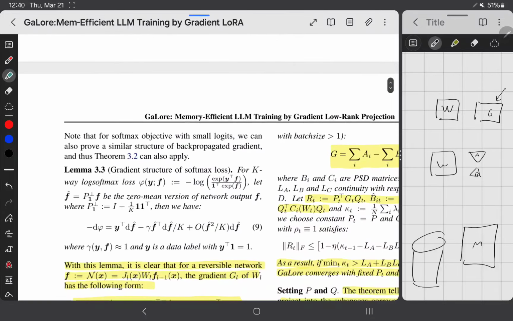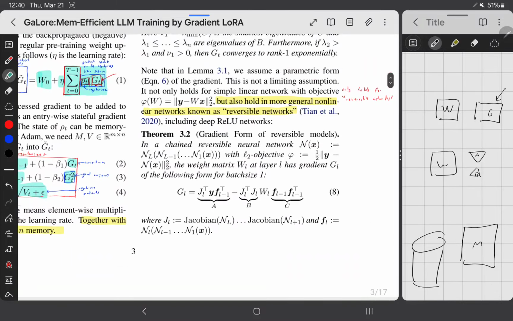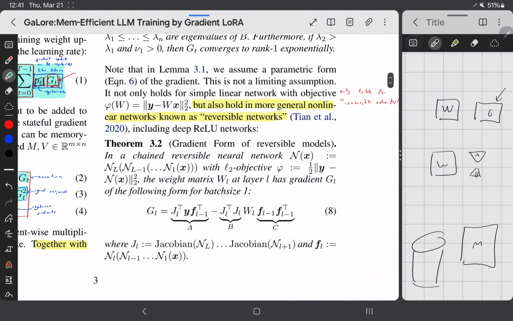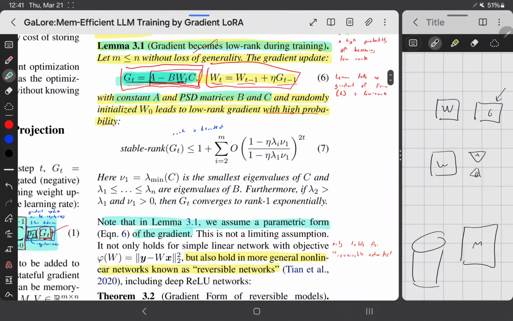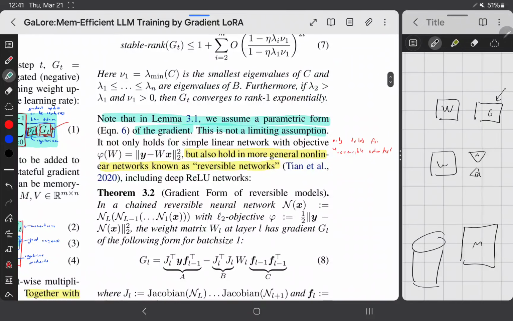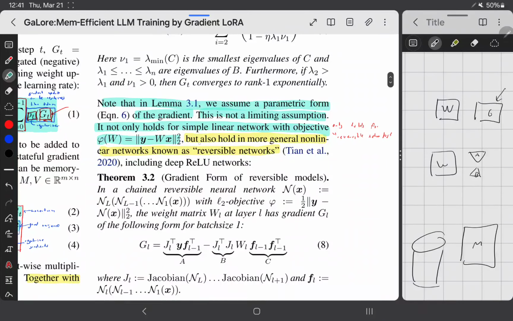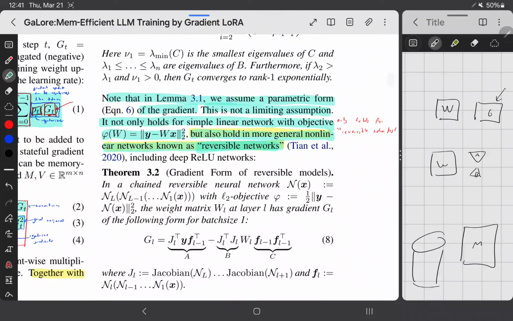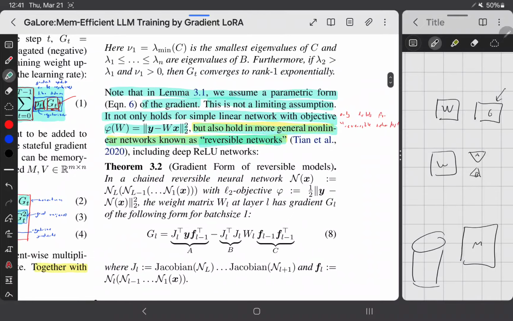One thing to mention is that this assumption is mostly valid. In lemma 3.1, they assume a parametric form of the gradient, so just this. And they say that this is not a limiting assumption. It not only holds for a simple linear network with the simple MSE objective, but it also holds for more general nonlinear networks known as reversible networks. This is a second assumption that they're making, that you have something called reversible networks. And this is not as good of an assumption.